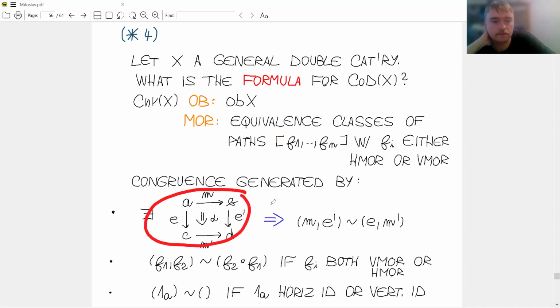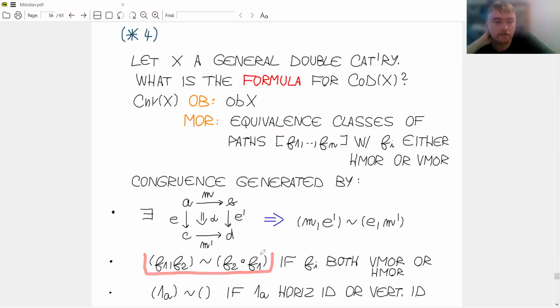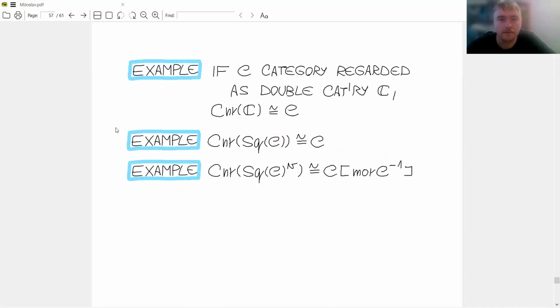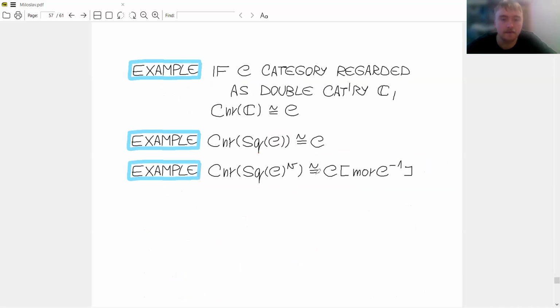So again, for the existence of a square, you would like these two paths to be identified. You would like these composites to be identified if both are vertical or horizontal. And again, you would like this identity to reduce to nothing. And there are some examples. I find this last one interesting. It computes the category of fractions, or inverts every morphism, but it's not that important.